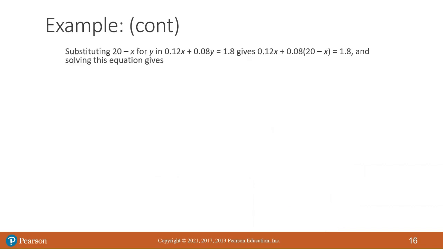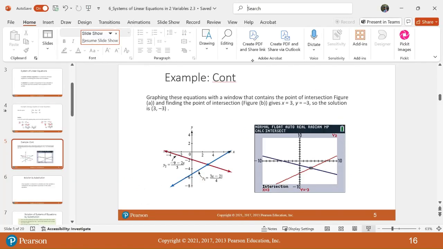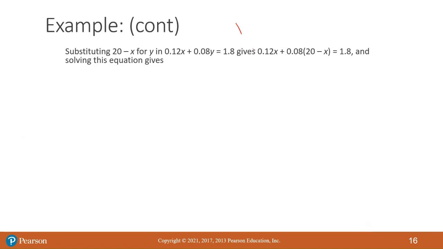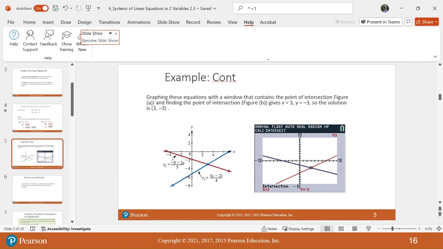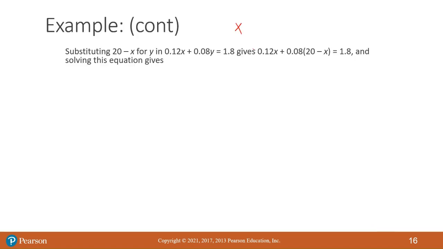If you wanted to solve it by substitution instead, you could substitute in 20 minus x for y into that 0.12x plus 0.08y equation. Where did they get 20 minus x? Remember, you have the original equation x plus y.